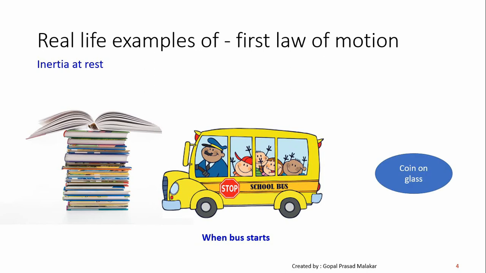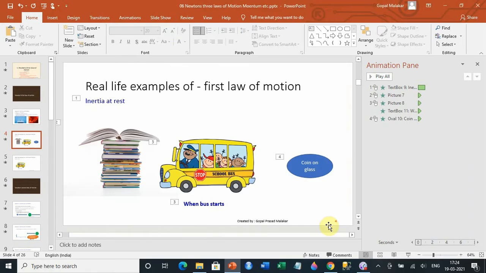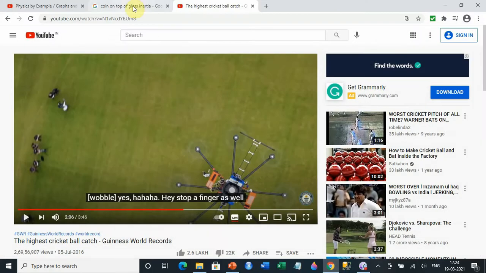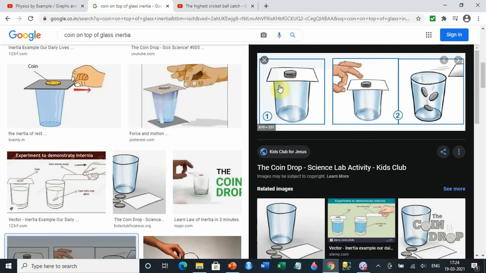The third example, let me show you through some images. So if you put some coins on top of a glass with a paper, so here is a glass, you put a paper, and on top of that you are putting paper or cardboard and some coins, and if you hit that cardboard, what happens? The cardboard moves, but the coins fall here. Again, because the coins are static, they want to remain static, and that's the example of inertia.